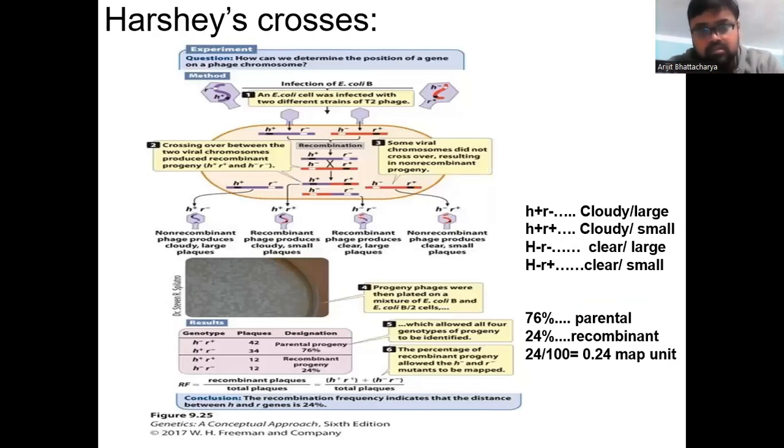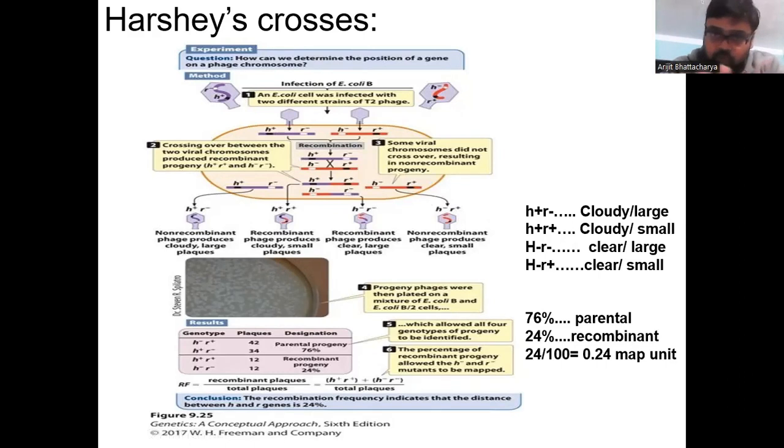So what was the result? This is their experiment. So this is R minus H plus, this is H minus R plus, two phages simultaneously infecting this E. coli, and then they are crossing, and presumably they are producing H plus R minus, which is a parental one, H plus R plus, which is a recombinant one, H minus R minus, again a recombinant one, and H minus R plus, the second parental one.